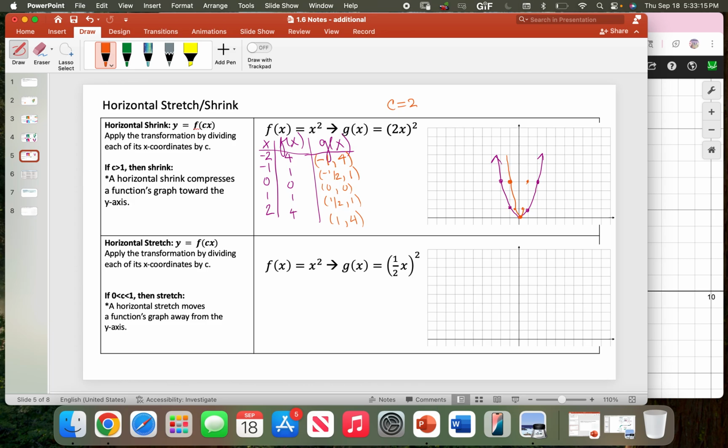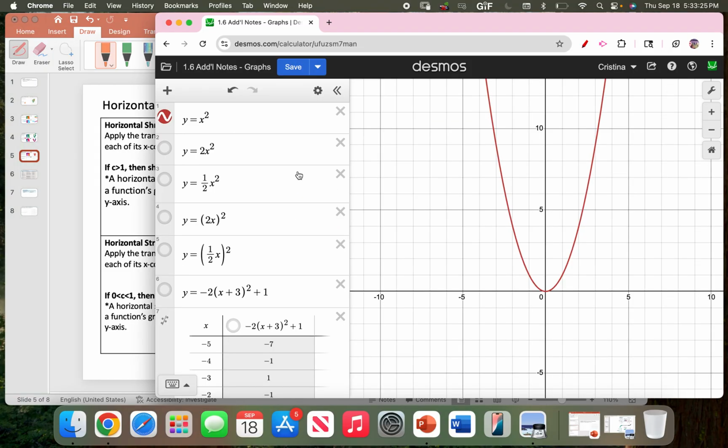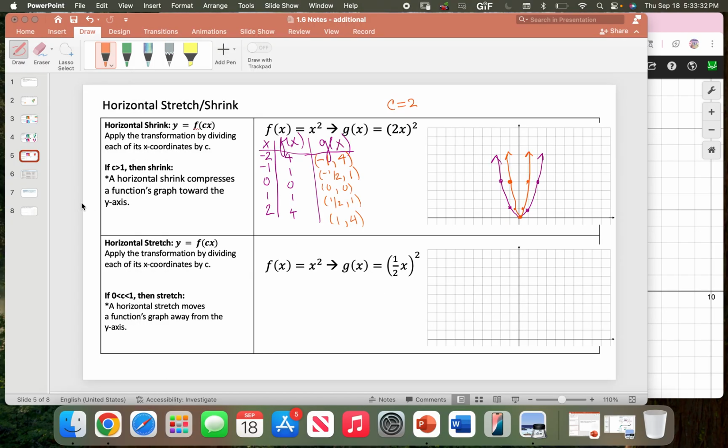Okay, so a horizontal shrink, it gets closer to the y-axis. It's being compressed in these directions here. Again, this is a little bit nicer than my picture on Desmos here, but you'll see it gets narrower.